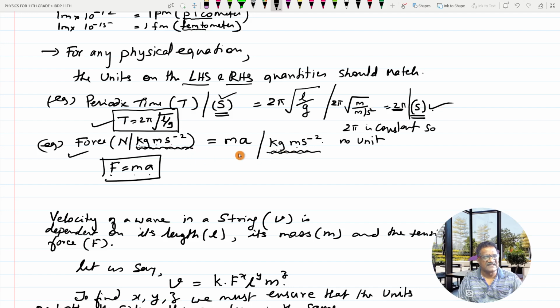So you will see that in any physical equation or in any physical formula, the units on both left hand side and right hand side should be equal. Now this is a test also. Suppose you don't know or you are doubtful about a formula, you just check whether the units on both left hand side and right hand side are equal. If it is equal, then your formula is correct. Otherwise there is some mistake in the formula.